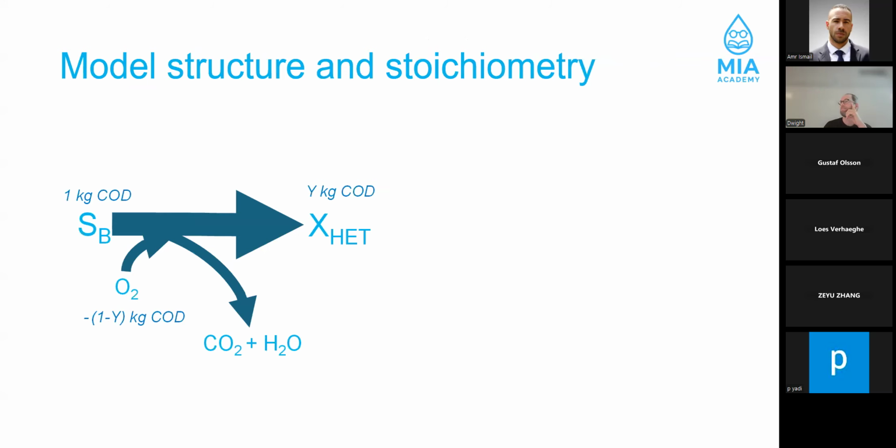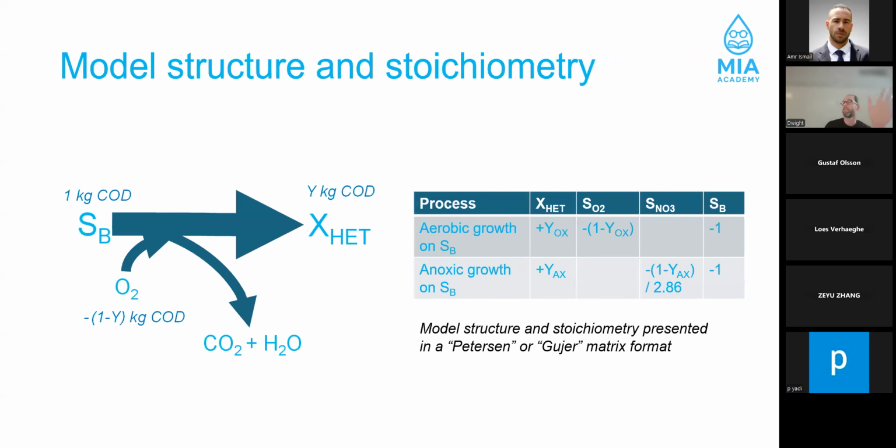What else can we do here? Okay, so now we have this model on the left-hand side, which is basically just a conceptual model, some arrows. But we can turn this into a model matrix that we see over here on the right-hand side. And this is the same table format that Gustaf was showing you. So here, what do we have? Already we've seen 2 line items or 2 rows in our model matrix. The first one was using our substrate over here on the right-hand side, SB, to grow heterotrophic organisms using oxygen as our electron acceptor. So that's the first row in our model structure.